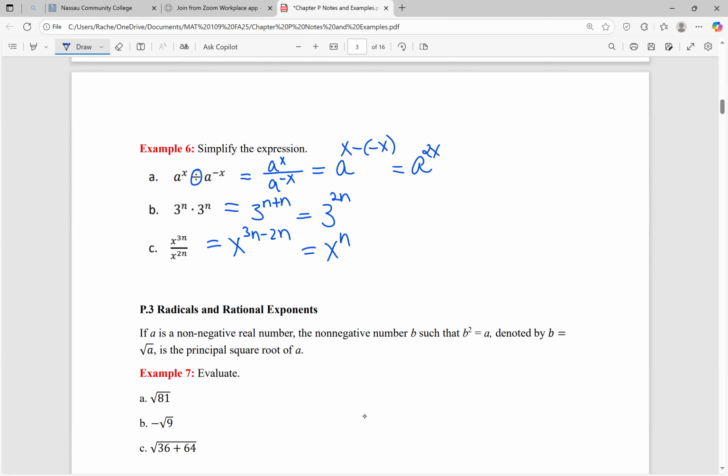So that wraps up section P2 on exponents. In the next lecture video, we're going to begin P3, which is radicals and rational exponents.